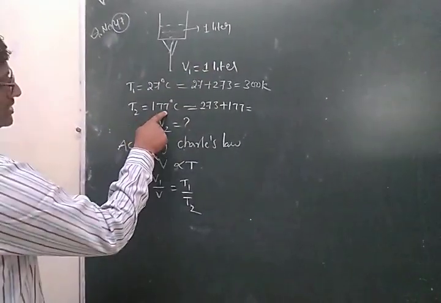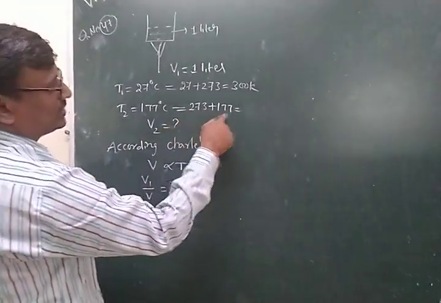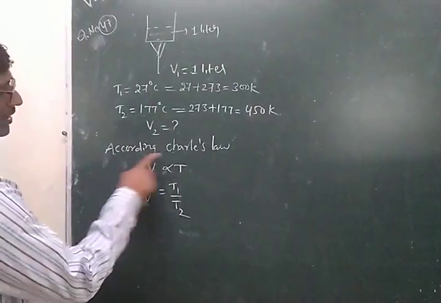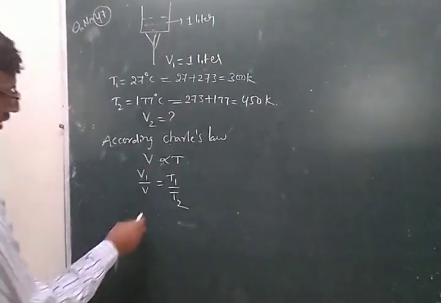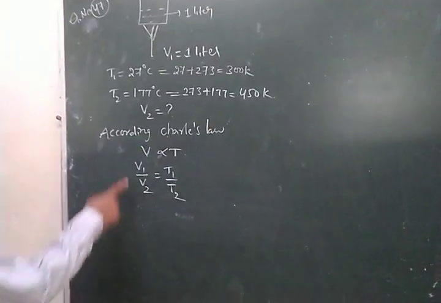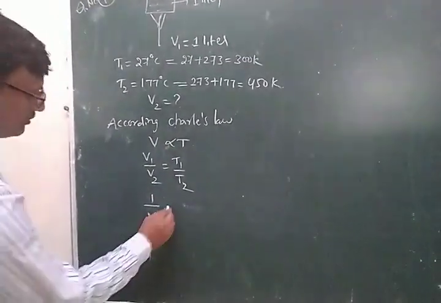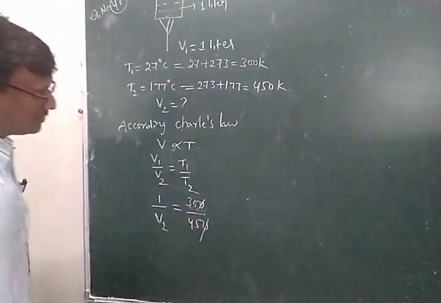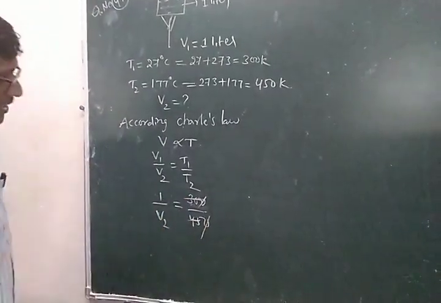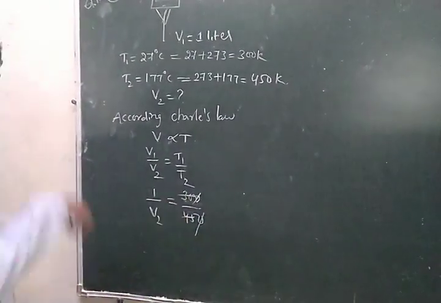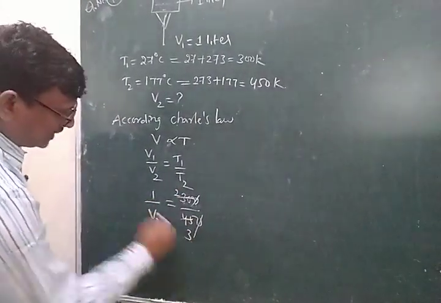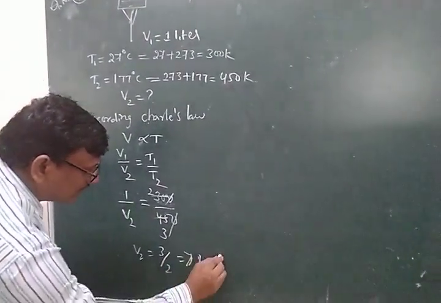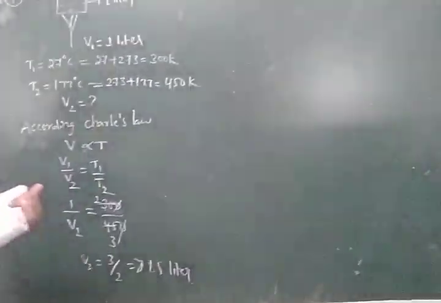Here 177 degrees is there. 273 plus 177 is nothing but 450 Kelvin. Now according to Charles law, V is directly proportional to temperature. V1 by V2 is equal to T1 by T2. V1 is equal to 1 and V2 is the same, T1 is 300 by 450. Cancelling, 15 two times and 15 three times. So V2 is equal to 3 by 2, that is equal to 1.5 liter.